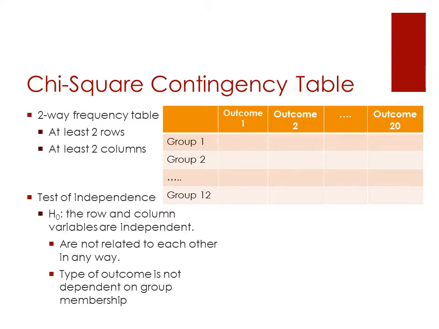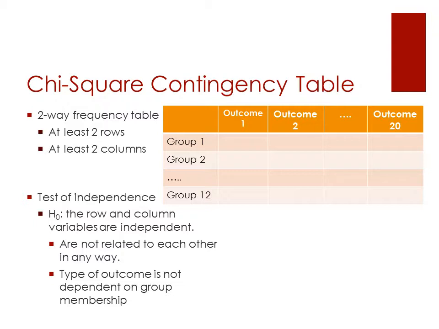Now, the test of independence, here's what we're looking at, is the null that the row and the column variables are independent of each other. So this is the starting assumption we have, that there is no relationship between the group and the outcome. Our rows and our columns are not related to each other in any way. This would mean that the type of outcome is not dependent on group membership.